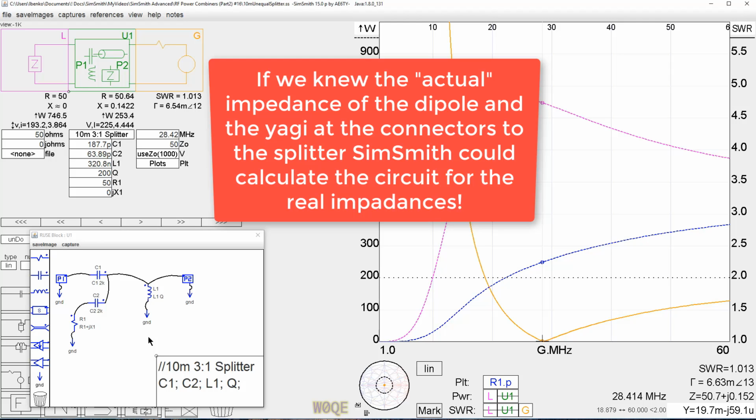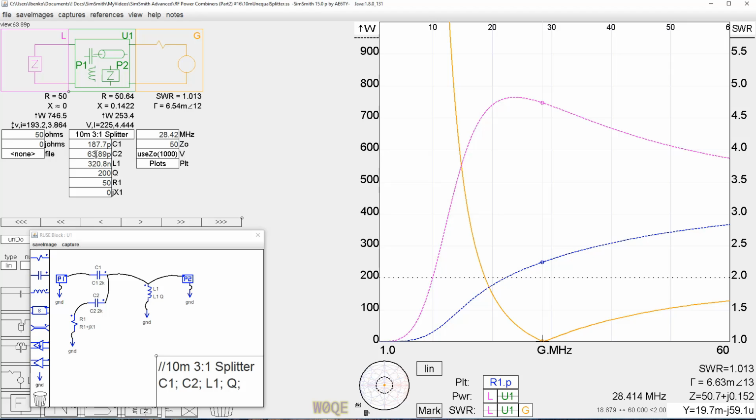But this circuit, the values we get are 187 picofarads, 63, and 320 nanohenries. This might be a little bit on the low side for a tuner, so you don't want your tuner to necessarily have some 30 microhenry inductor in it. But if it had a 10 microhenry inductor in it, you could get down to 320 nanohenries pretty easily. The loss in the circuit is very low.